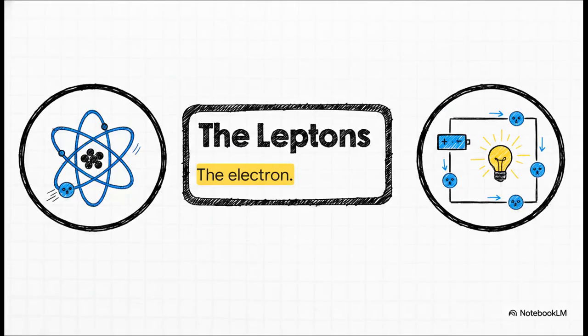Amazing. Okay, so what about that other group of matter particles? Those are the leptons, and the most famous lepton of them all is one you know very well, the electron. That tiny little particle that zips around the nucleus of every atom and literally powers our entire modern world.